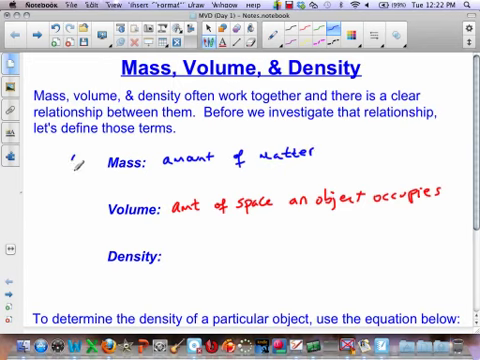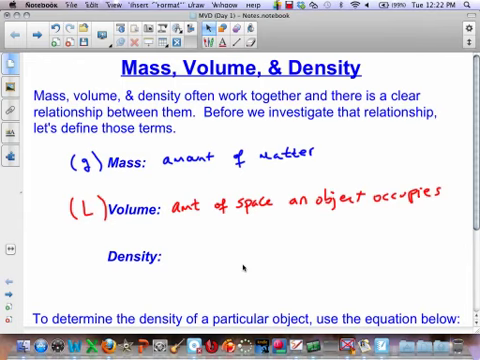By the way, what are the units for mass? Grams. Kilograms. Grams. Okay, so that's our basic unit. What's the basic unit for volume? Liters. Liters. Okay, now talk to me about density.